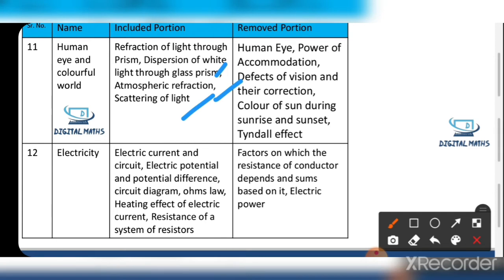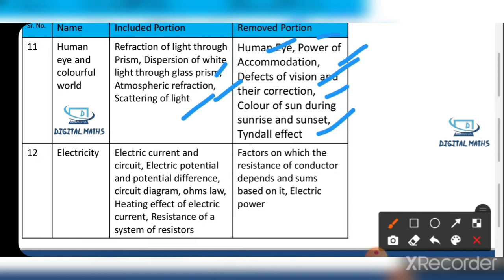Now, which is the removed portion? Human eye. Oh, human eye is removed. It is a very important topic. Power of accommodation is also a very important point. Defects of vision is also a very important topic. Correction, color of the sun during sunrise and sunset, Tyndall effect, all are the removed portion. Everything is removed from chapter number 11.